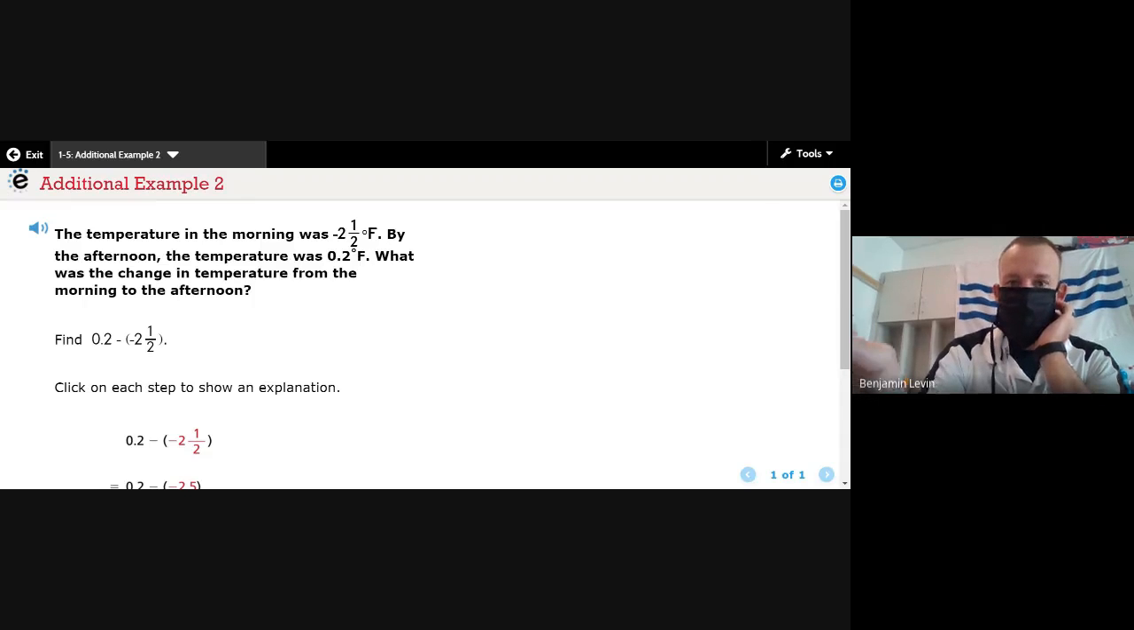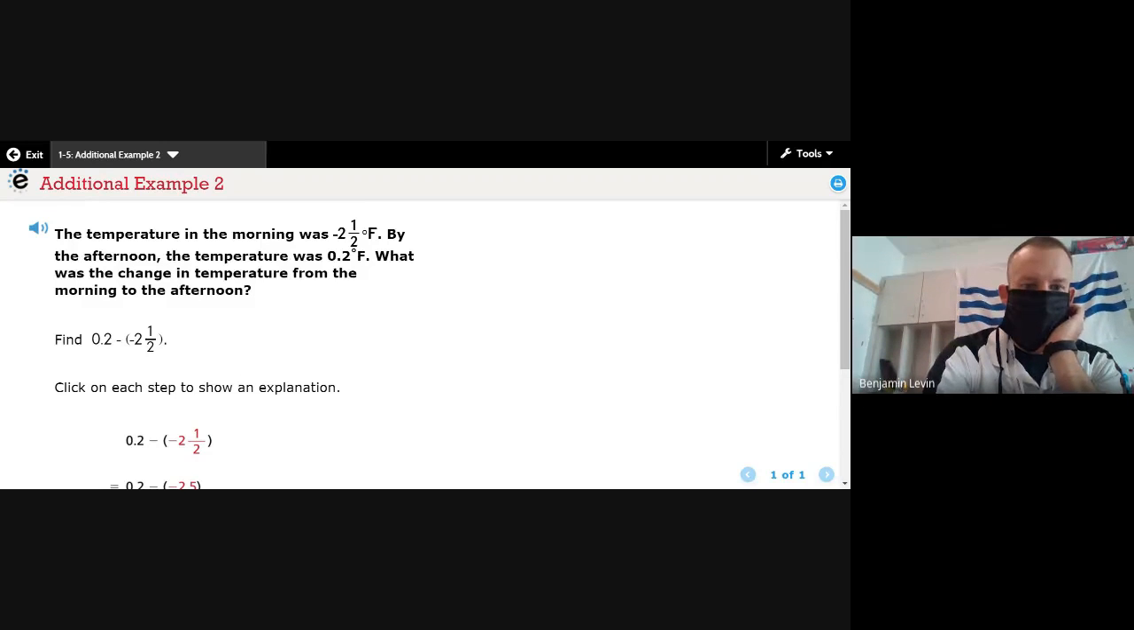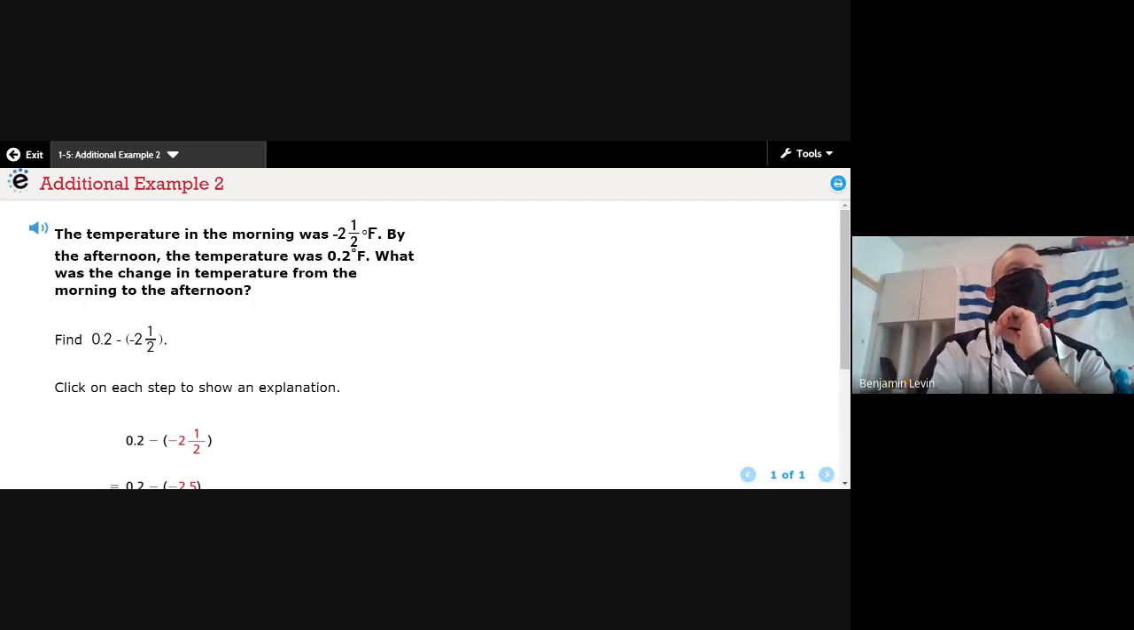0.2 minus -2.5. Oh, add 0. I skipped a step. What do you notice right away? We have a double what? If we have a minus a negative, then we need to make that what? I'm going to use a different color for it. Minus a negative. What happens to it? We got to make them positive, right? Anytime we see a double negative, we have a positive.